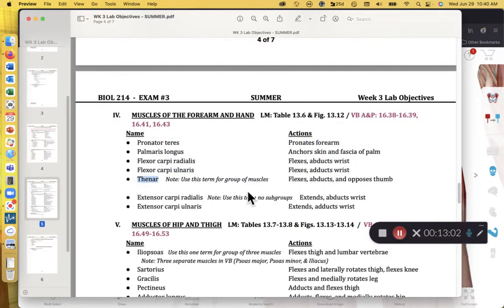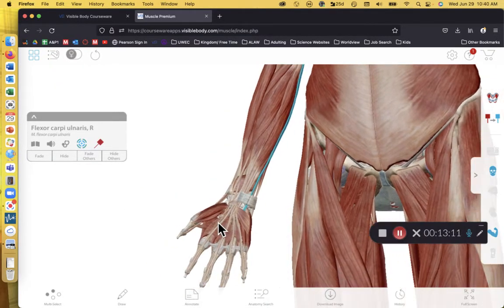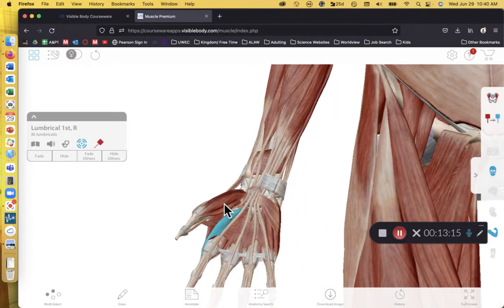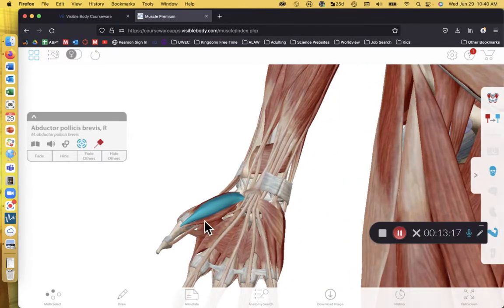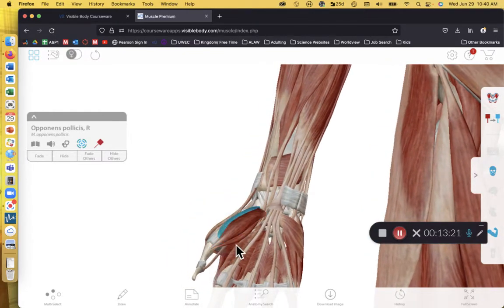Then we have the thenar, sometimes referred to as the thenar eminence. I want you to use this term, just the thenar. In visible body, it's a group. It's separated out as a group of smaller muscles. So as we're looking at our thenar, it's the bulge of your thumb. So we have 1, 2, 3 muscles of the thenar.